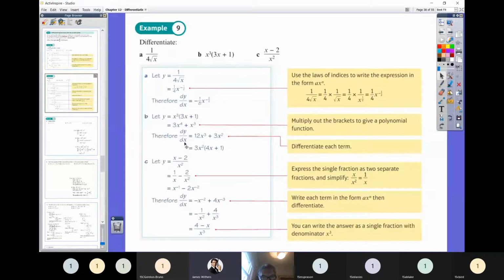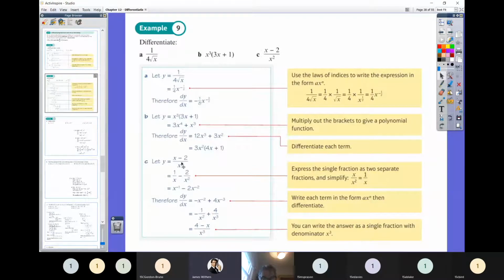And then when we differentiate that, so for each of these two terms, step 1 multiplied by the current power, step 2 reduce the power by 1. And that gave us that. That would be absolutely fine as a final answer. They've just chosen to factorize it.